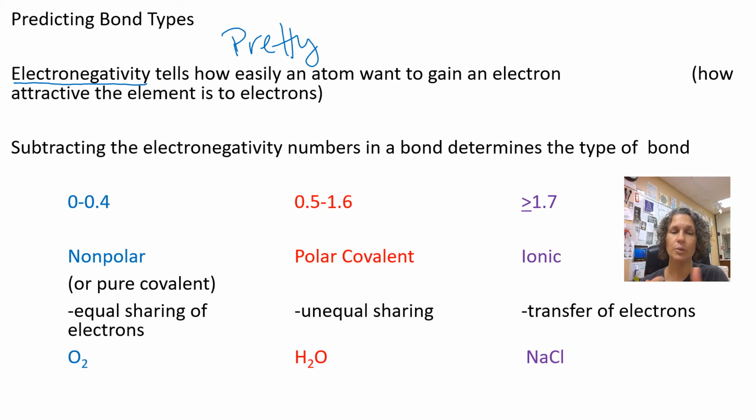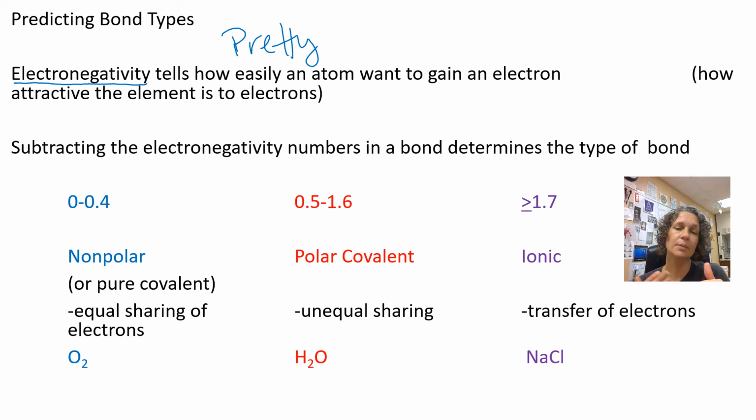And so there are ranges. If you subtract your two numbers and you get 0 to 0.4, you have a nonpolar bond, which sometimes is called pure covalent, where the electrons are shared equally.